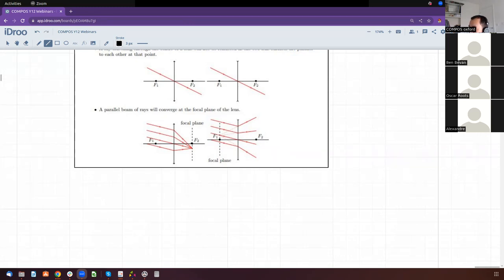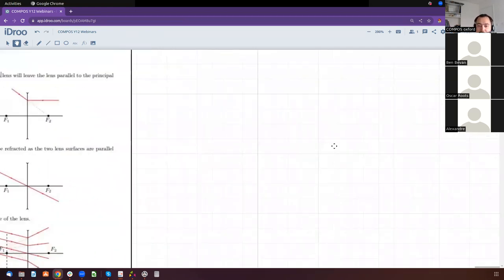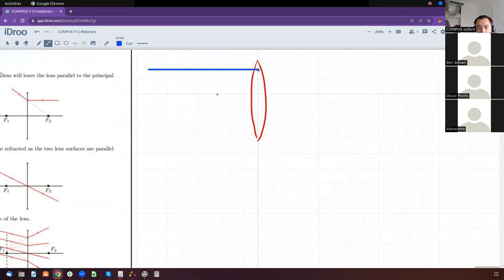How come a ray can change direction when it is parallel to the x-axis? Well, it's not the x-axis, it's the optical axis. A lens works in the following way. A lens looks like this, and let's say there are several rays of light traveling. The lens will bend the light rays.